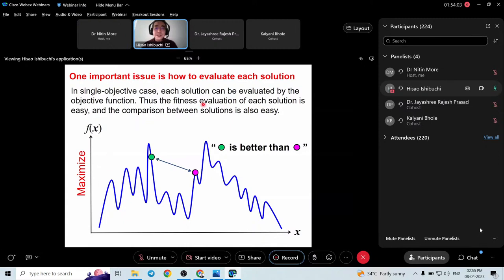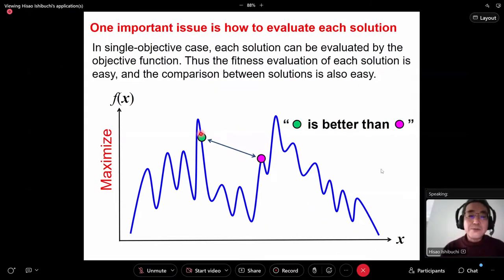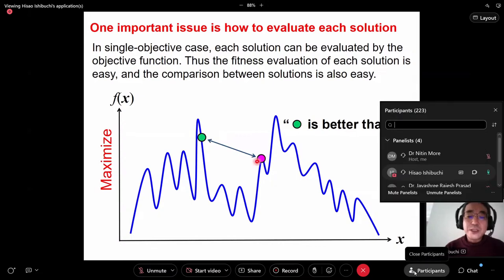Thus, fitness evaluation of each solution is very easy in evolutionary computation. We can say that, oh, this is a good solution and this is a bad solution. And we can give a large fitness to this one, and we can give a small fitness to this one.